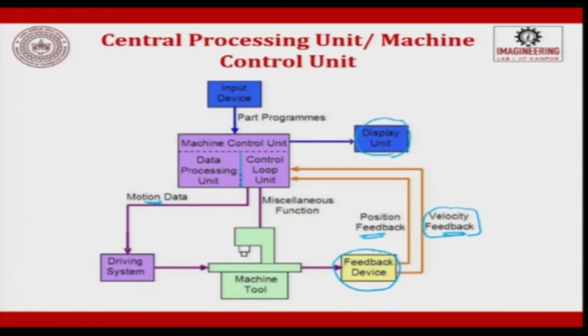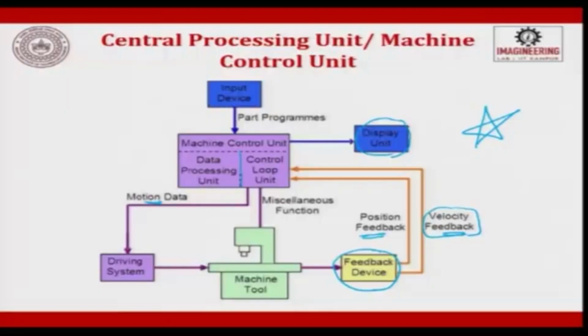This diagram is very, very important for you to understand the complete CNC machine. You will have an input device, you will have a machine control device. From the machine control you have data processing and a control loop. This control loop gives it to a drive system. The drive system takes over to the machine tool. The machine tool gives a feedback, position as well as velocity. It is further processed in the control unit, and again that is given to the machine tool. This loop keeps continuing until you get the required output. So, this is a very, very important block diagram which you should know.